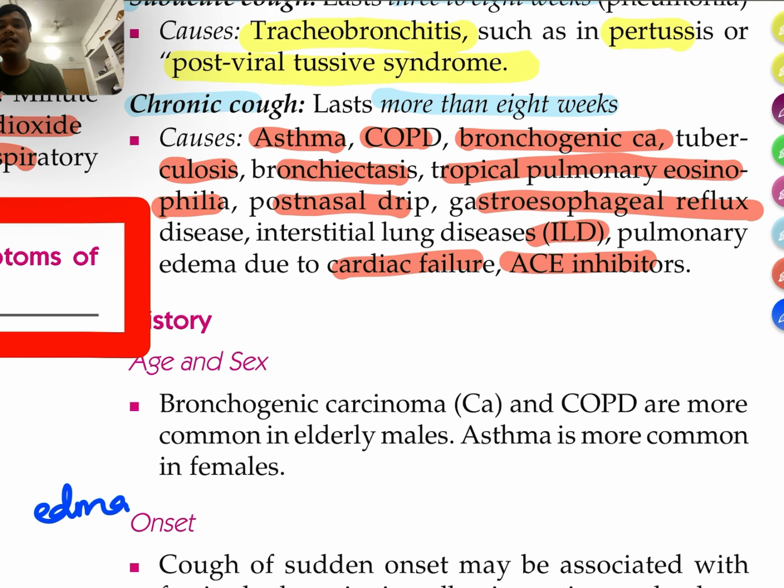Next, during the history, what will we go for? First is age and sex. Normally, as we all know, bronchial carcinoma and COPD are more common in elder males, whereas asthma is more common in females.